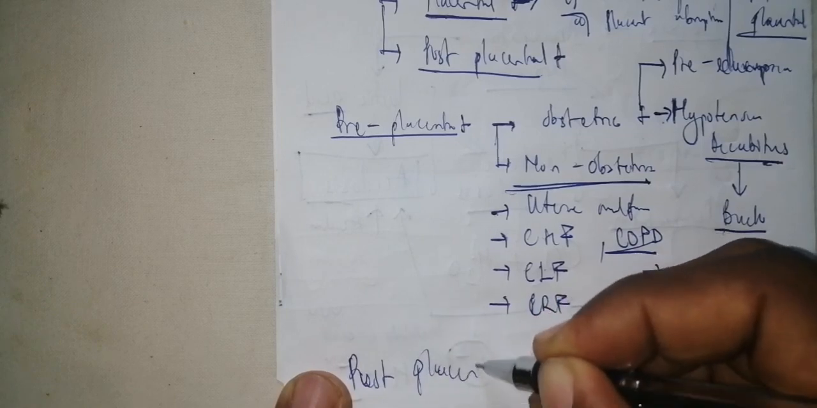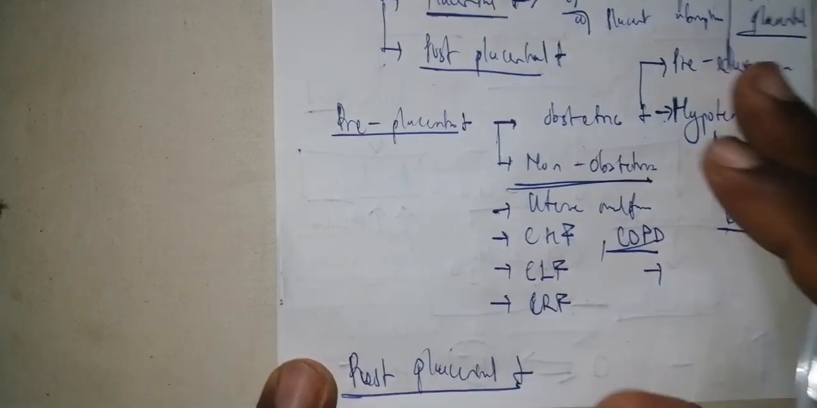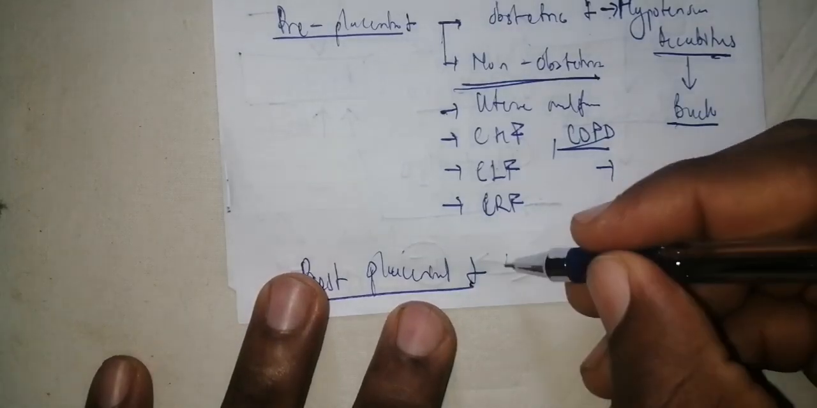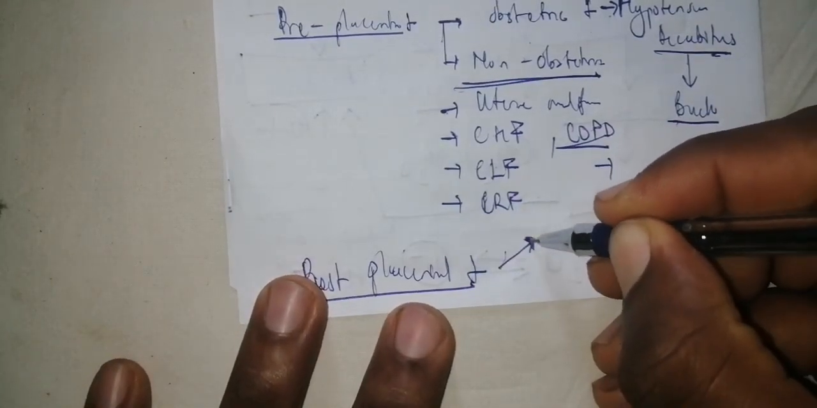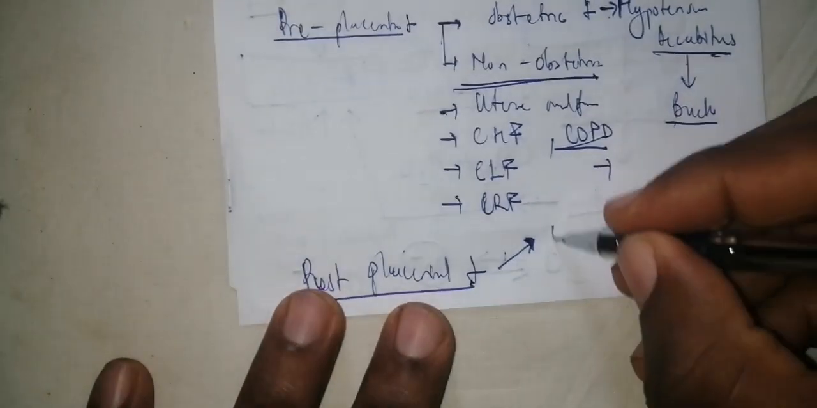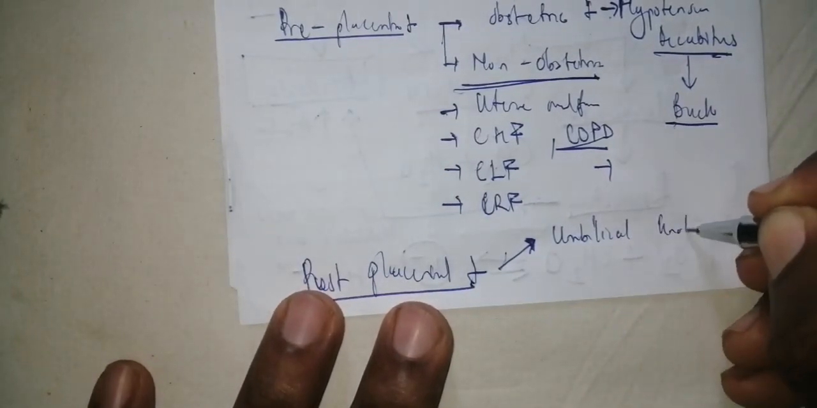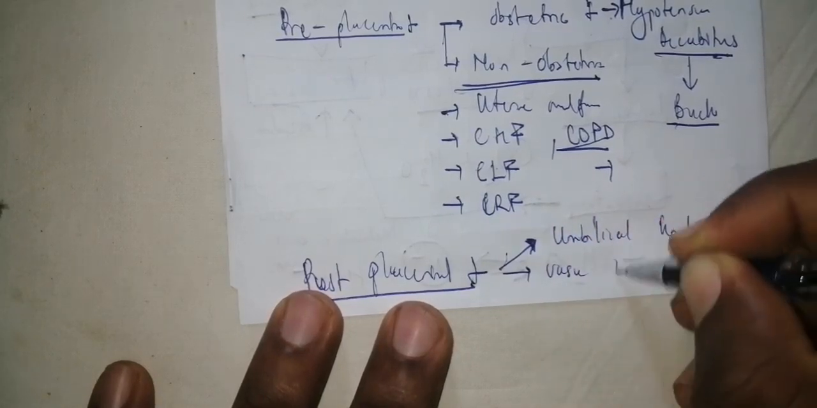Now, the next etiology are going to be the post-placental etiology. Is it clear? The post-placental etiologies are usually associated with the umbilical cord. In the case of post-placental etiologies, you need to know that when you have an umbilical knot, that is an example. You are going to have vasa previa.